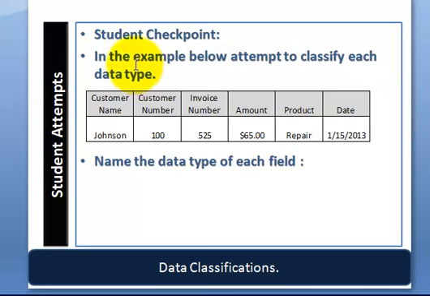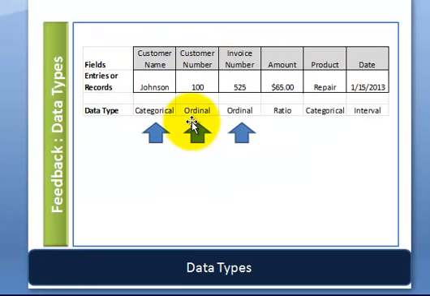So here we have some different types of data, and let's talk about what type of category this would be. The customer name is exclusive, but you can't order it, so this would be categorical. The customer numbers would be ordinal, right? I can order them, but I'm not sure there's a constant number between each one.